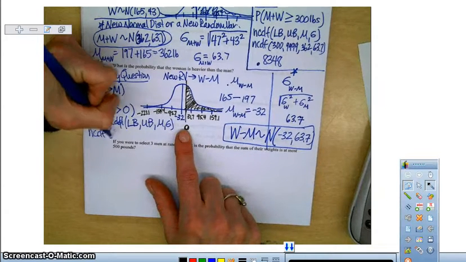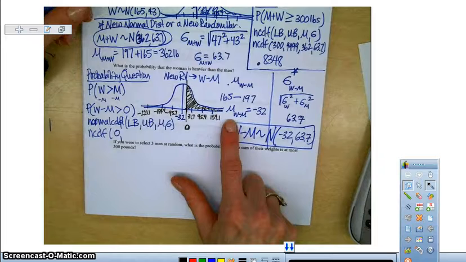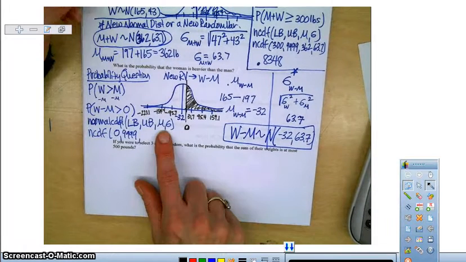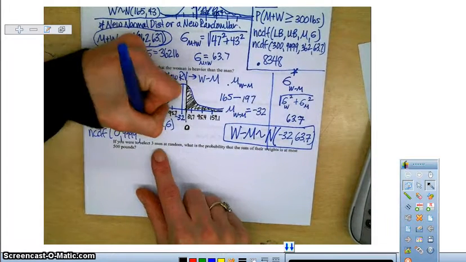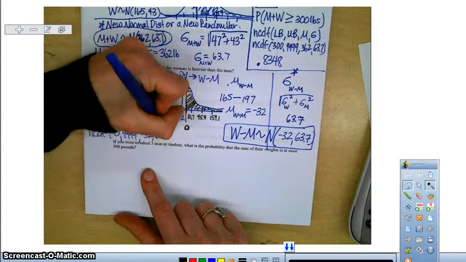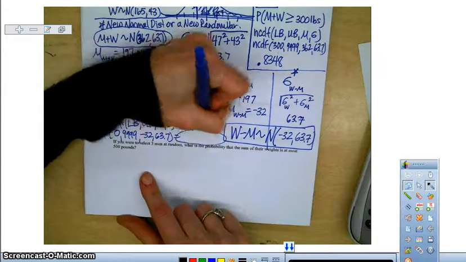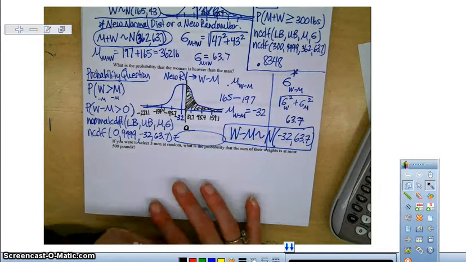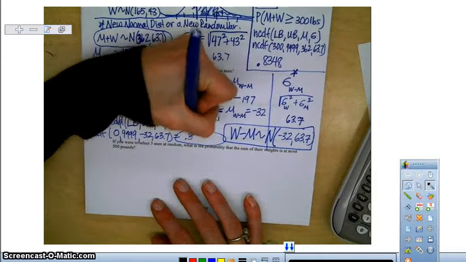0. Your 0 would be your lower bound. What's your upper bound? Infinity, 99999. What is my mean? Negative 32. And my standard deviation? 63.7. And then you calculate that, and what did you get? 0.3077.